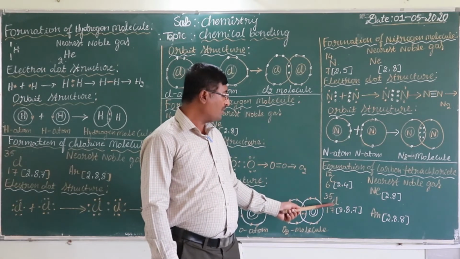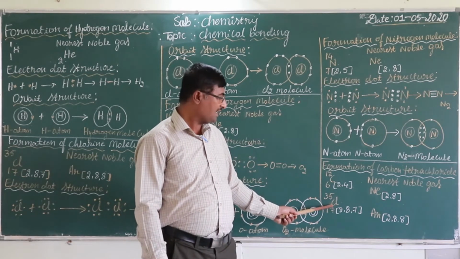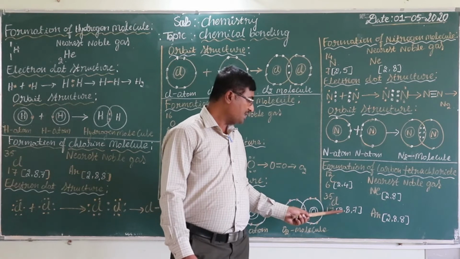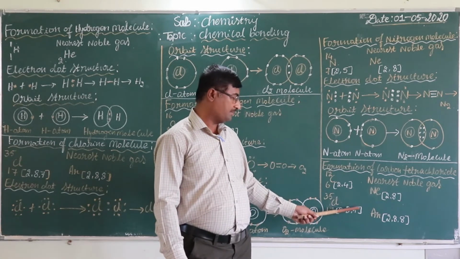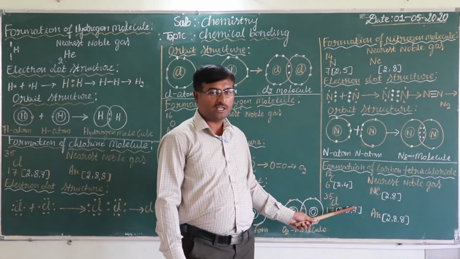Now next, we will see chlorine. The atomic number of chlorine is 17. That means 17 electrons are there. Its electronic configuration is 2, 8, 7. In the outermost orbit 7 electrons are there, so it is in an unstable configuration.